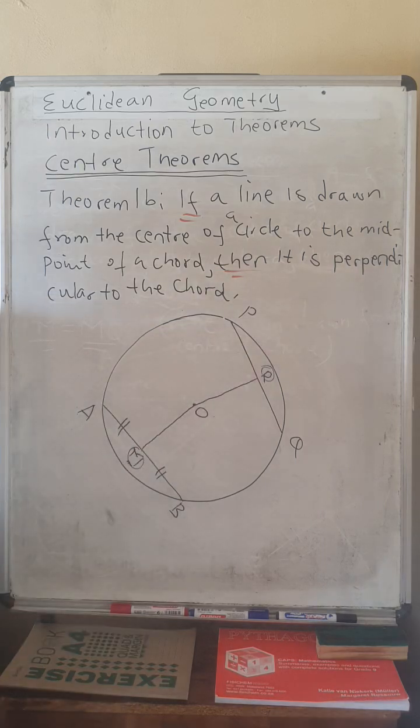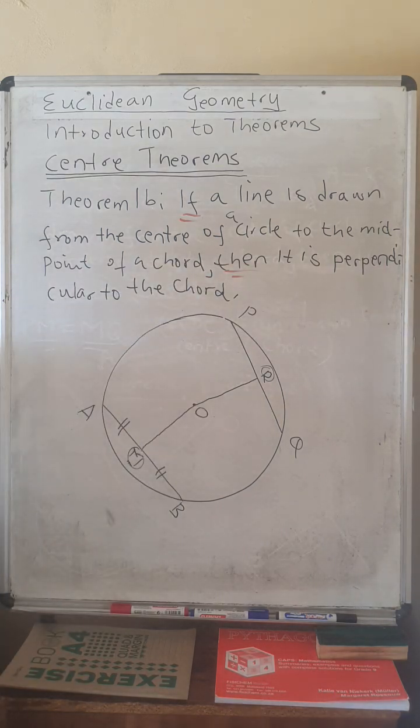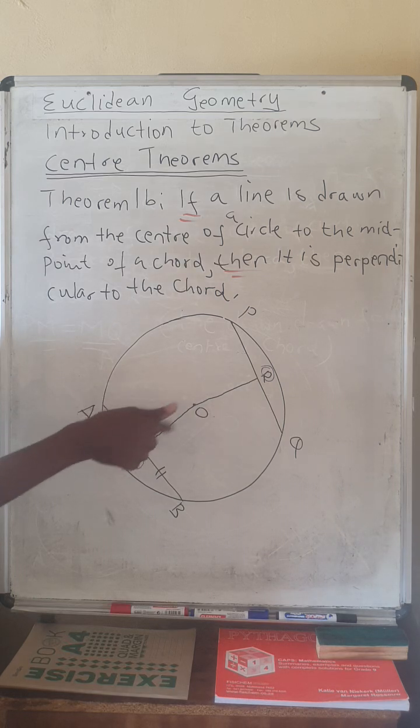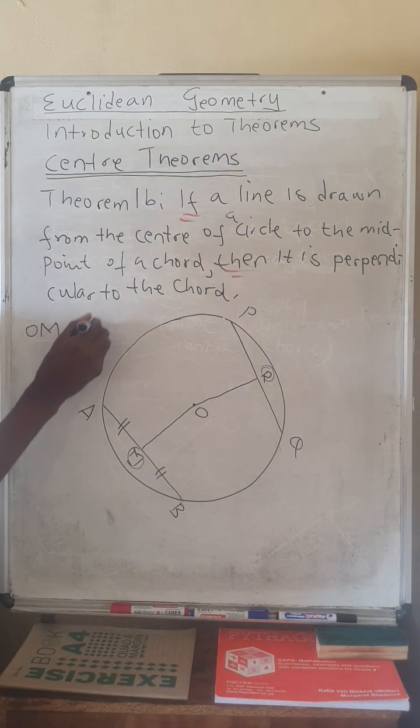Can I continue to conclude now? Can I reach a conclusion? Can I apply my theorem? Yes, I can apply the theorem. Why? Because the condition was met. So what becomes a conclusion? Then it is perpendicular to the chord. What is perpendicular to the chord? That line which was drawn from the center to the midpoint must be perpendicular to the chord as a result. So it means I'm going to say OM is perpendicular to AB.